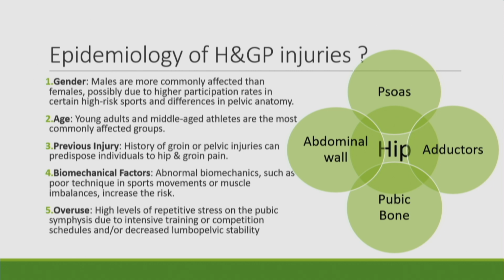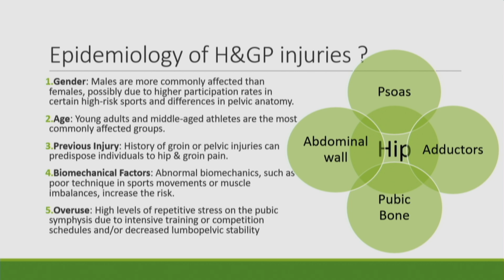So some other epidemiology factors for someone who might be more susceptible to this injury is gender. Males are more affected than females. That could have something to do with the participation rates in sports like AFL and those kicking sports. There's a higher participation rate for males. But it might also have something to do with the anatomy of the pelvis. So females having a wider pelvis may mean that they're less susceptible to this condition. We don't really know yet.